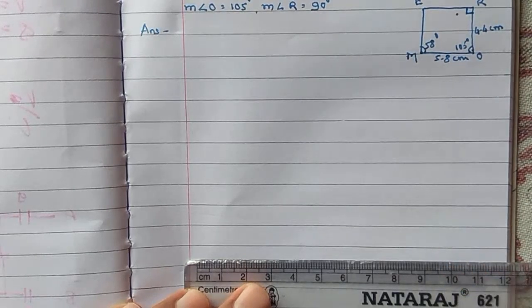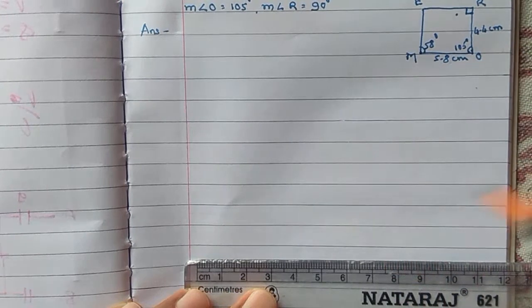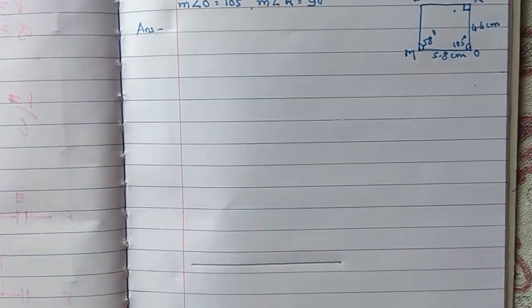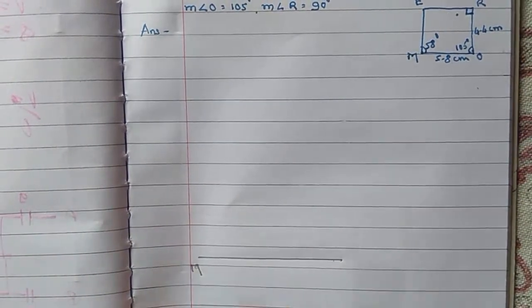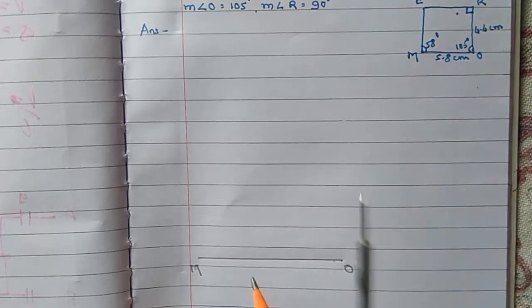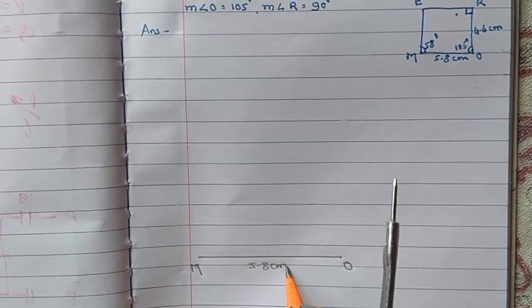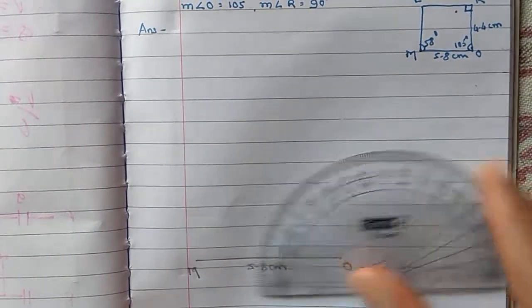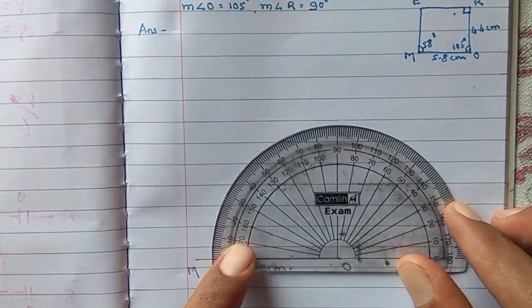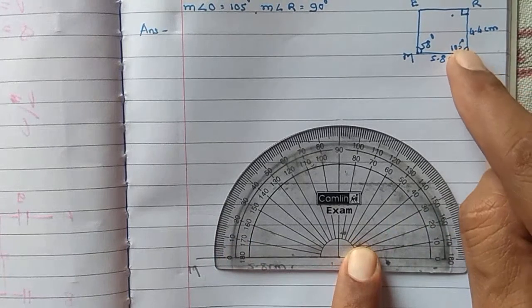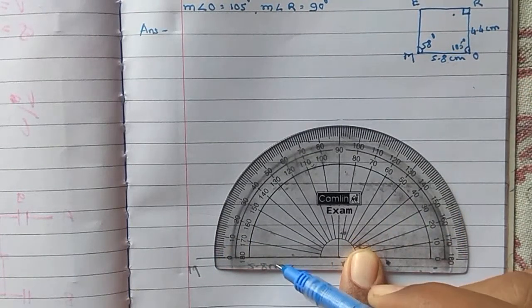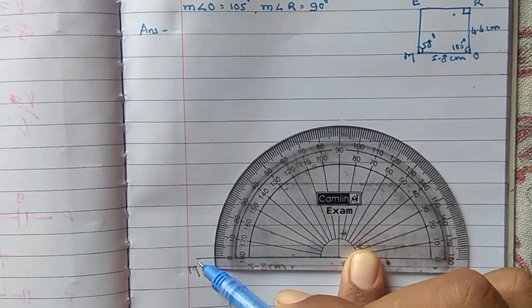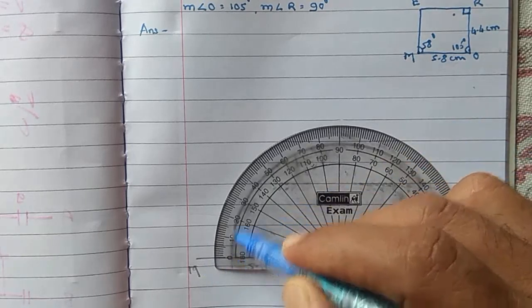So first with the help of scale and pencil, take the length of 5.8 centimeter. 5.8 centimeter distance is taken. Name it as MO. Already as we have taken here, the length of the side is 5.8 centimeter. Then with the help of protractor, from angle O, take the measure of angle. How much angle we want? 105 degree. Fix the baseline. Baseline on the side MO, and from here take 105 degree.